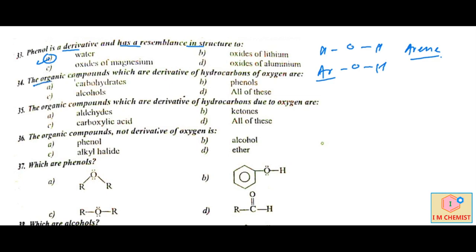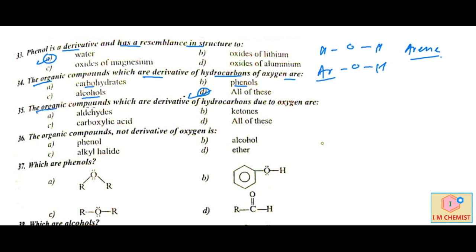MCQ number 34. The organic compounds which are derivatives of hydrocarbon of oxygen are. So carbohydrate contains oxygen, carbon and hydrogen. Phenol also contains oxygen, hydrogen and carbon. Alcohols also contain carbon, hydrogen and oxygen. So option number D in this case would be correct.